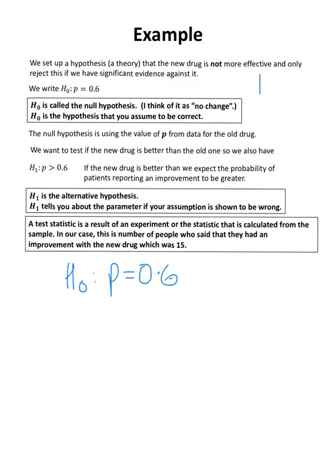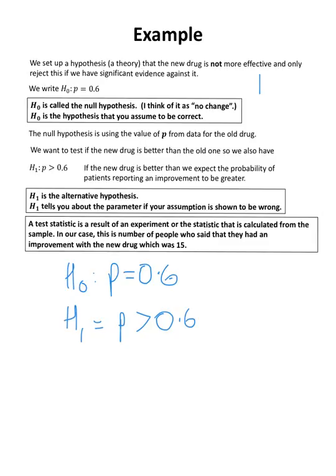Okay, so H0 null hypothesis, and this is the hypothesis we assume to be correct. We always assume the null hypothesis is correct. So the null hypothesis uses the value of P from the data for the old drug, the original drug, so 0.6. We want to test if the new drug is better than the old one. So we also have what we call an alternative hypothesis, which we label H1. And that is that if the new drug is better, it's going to give us a better probability. Therefore, P is greater than 0.6.